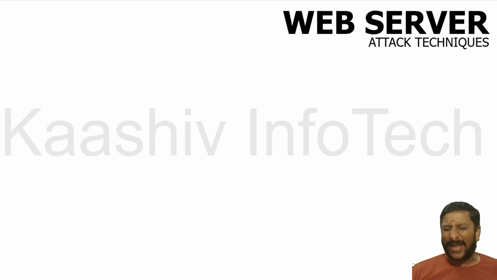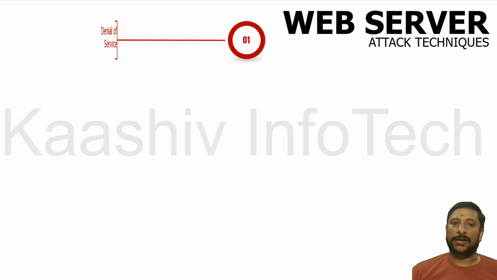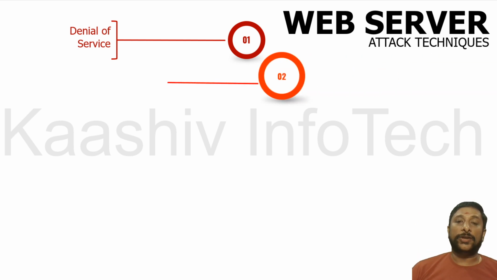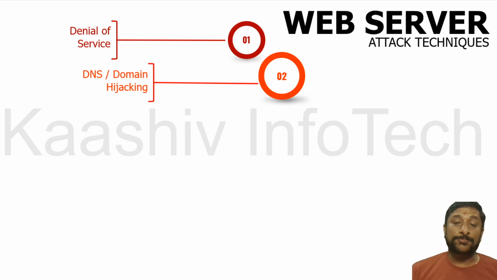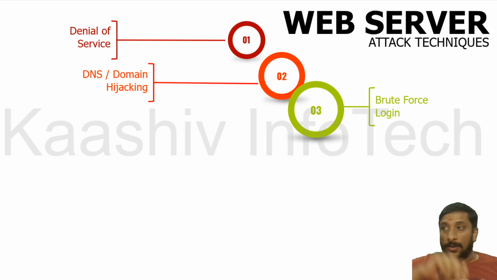What are the types of attacks done on a web server? The first one is denial of service attacks. What is denial of service? People will try to attack you. It's like I went to a shop and I'm not going to buy anything, just disturbing the shopkeeper so he can't serve others. That is called a denial of service attack: making them busy, not responding to genuine users. Next, domain hijacking. Instead of this domain, I'm redirecting a request to some other domain.